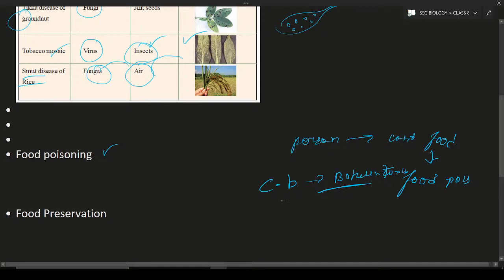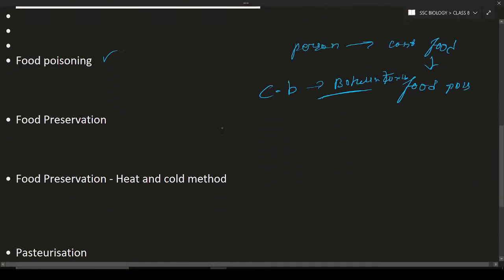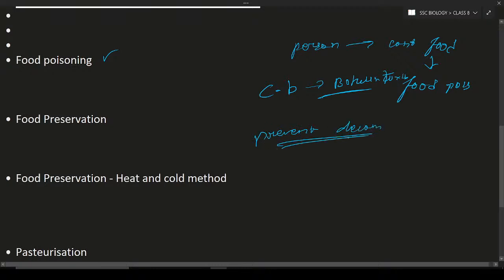Okay. Next is food preservation. How do you preserve food material? Food preservation is nothing but storing food material for a little bit more time. Okay, that is known as food preservation. Food preservation prevents decomposition. So that is known as food preservation.